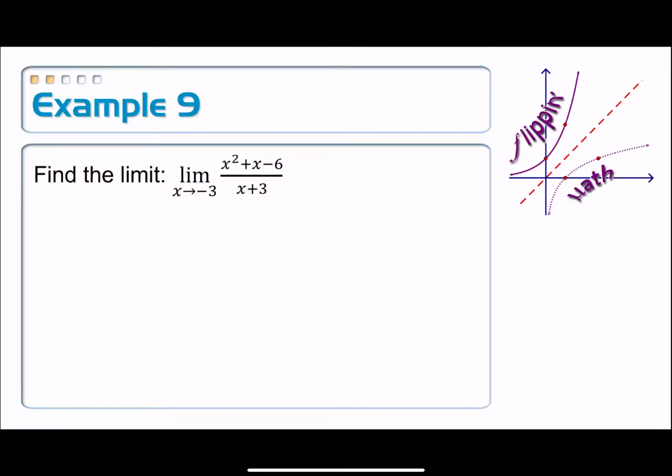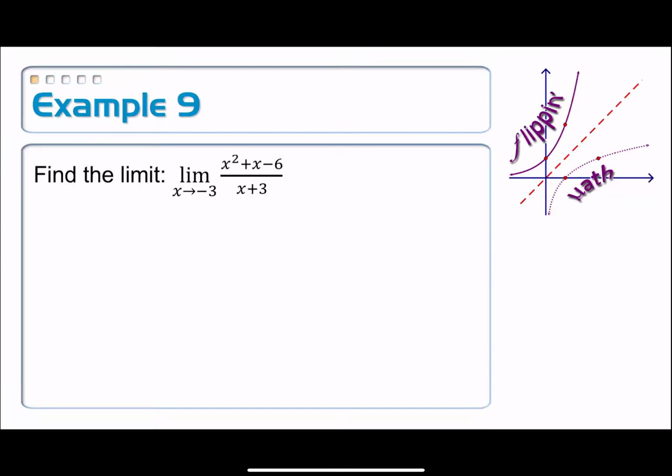Example 9, find the limit as x approaches negative 3 of x squared plus x minus 6 over x plus 3. And you can see that we have ourselves a rational function. So that rational function limit law said that we were allowed to directly substitute in x equals negative 3 as long as it doesn't make the denominator equal to 0. And you can see that it does make the denominator equal to 0. So the question is, what are we supposed to do?